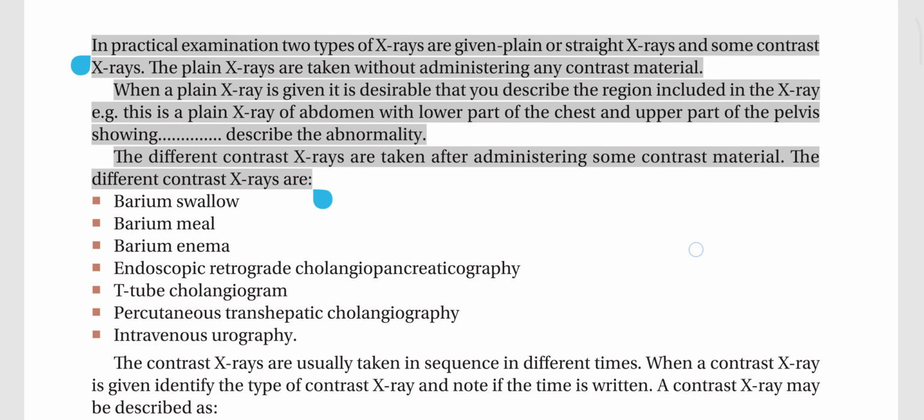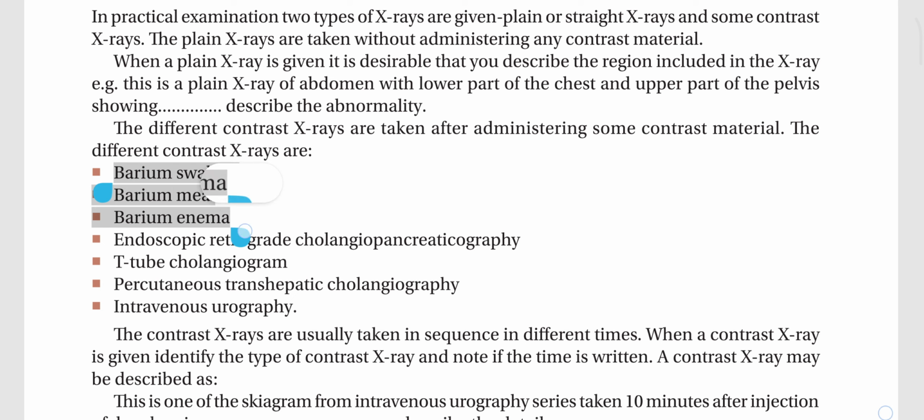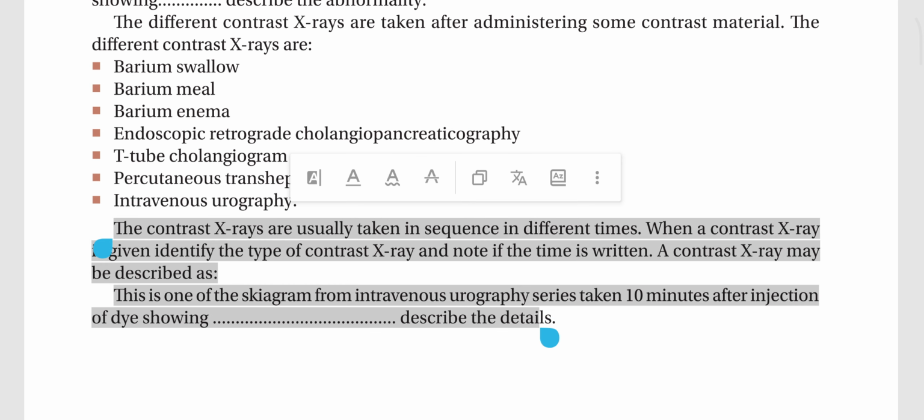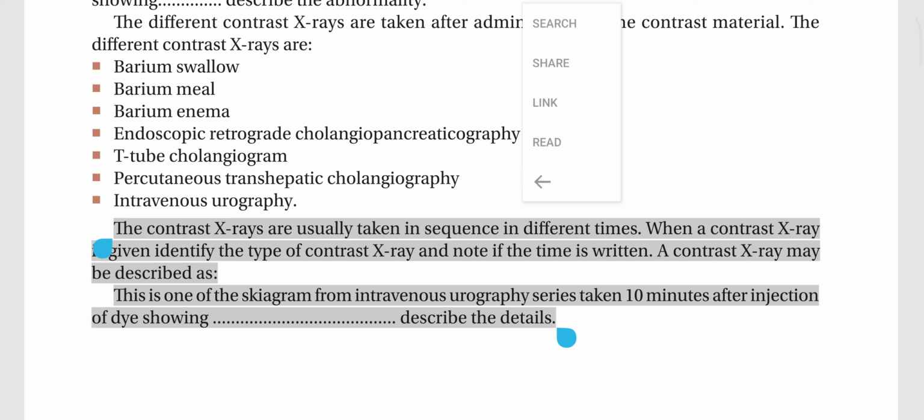showing. Describe the abnormality. The different contrast X-rays are taken after administering some contrast material. The different contrast X-rays are: barium swallow, barium meal, barium enema, endoscopic retrograde cholangiopancreatography, T-tube cholangiogram, percutaneous transhepatic cholangiography, intravenous urography. The contrast X-rays are usually taken in sequence at different times.